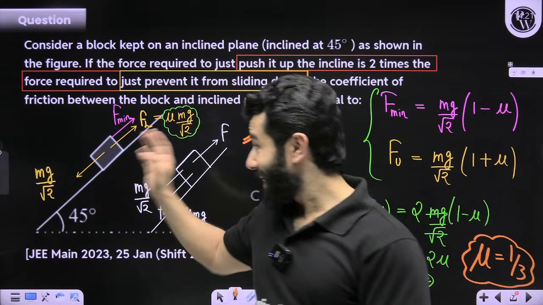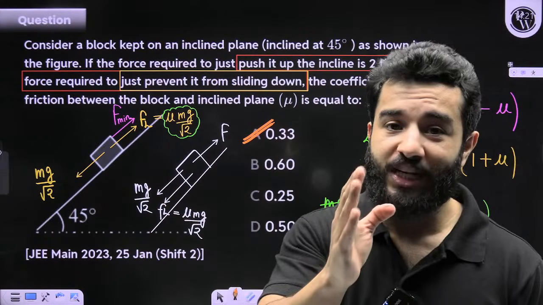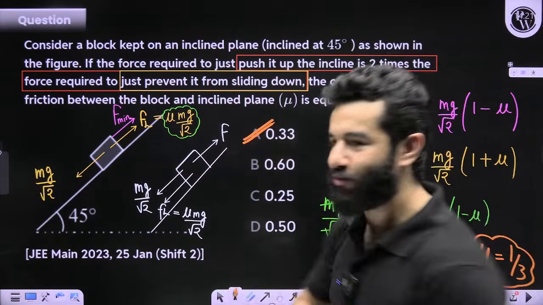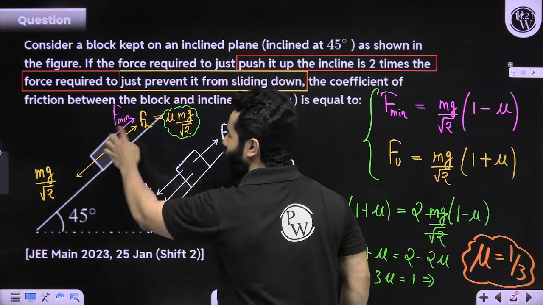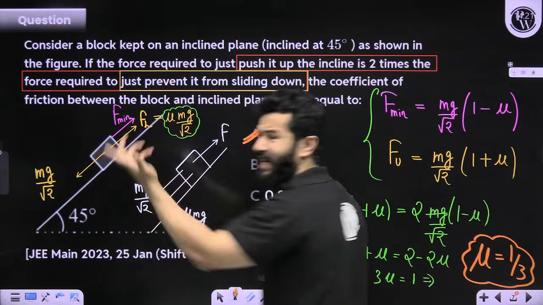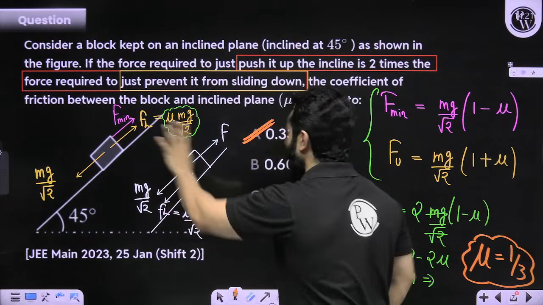But still, in this case, friction is not sufficient to prevent it from sliding, and that is why we will have to apply a minimum force. So the minimum force will be applied in the upward direction. So the first equation is all done.